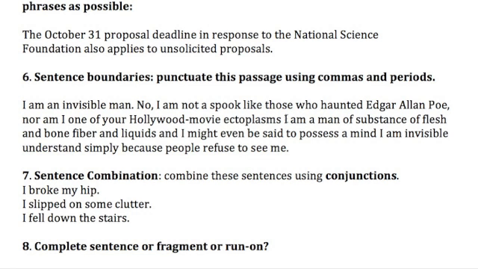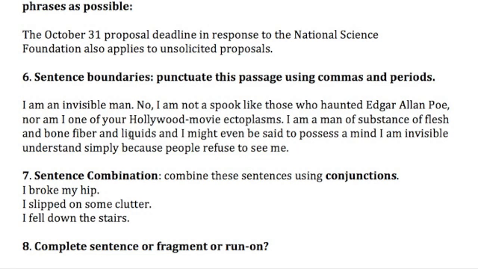I am a man. Oh, so I notice we have another subject-verb combo here. And whenever you see that, you want to go back and look and see. Just make sure that you don't need some punctuation before. So there. Nor am I one of your Hollywood movie ectoplasms. Period. I am a man of substance of flesh. I don't know if of some substance of flesh makes sense, but let's keep reading. Of flesh and bone, fiber, and liquids.